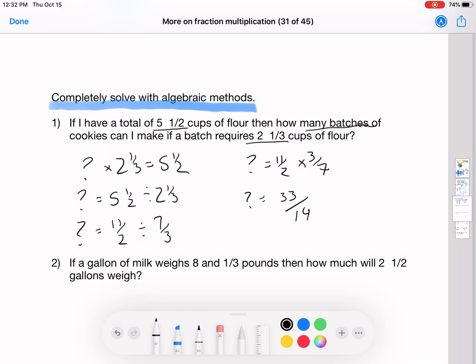And then it should make sense how I can convert from an improper fraction back to a mixed number. 14 goes into 33 2 times. 2 times 14 is 28, so that leaves 5/14. And then it's a word problem. Answer the question, how many batches can I make? 2 5/14 batches. We can solve it algebraically and with pictures.